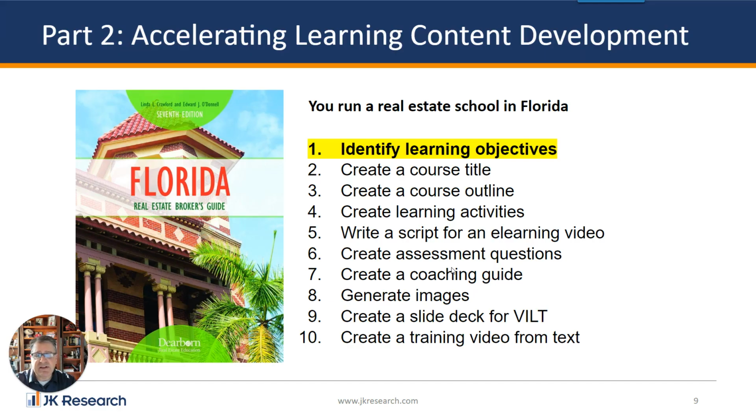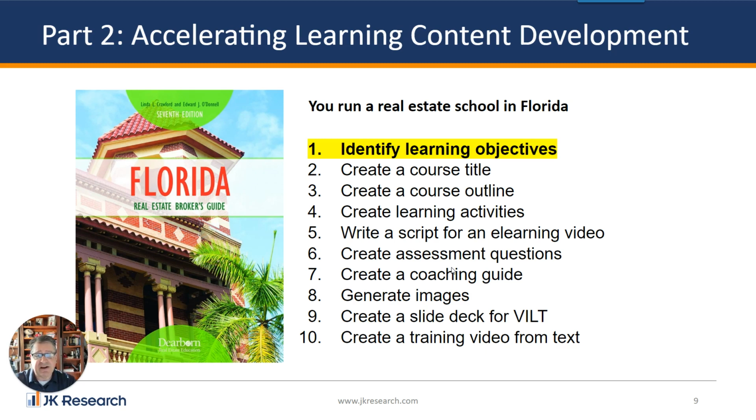So if you remember the scenario that we've been playing through this entire masterclass, you run a real estate school in Florida. And in the first part of the masterclass, which focused on new product strategy, we went through a whole process where we identified emerging learning needs, we identified needs of our learners, we identified requests from our customers, we looked at the competition, and what we did was we determined that there was an opportunity to create a new course around foreign ownership laws in Florida, which had changed.